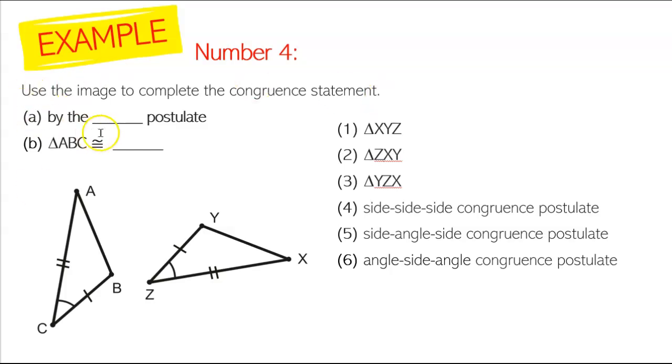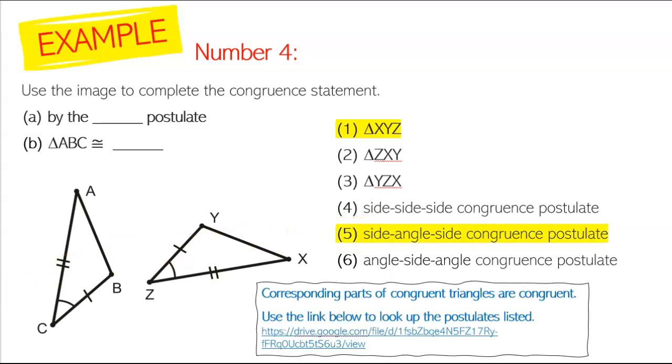So part A, by what postulate? We're given side, side, side; side, angle, side; and angle, side, angle. So we were given 2 sides and an angle, so it's not number 4. We don't have 3 sides. We have 2 sides. The angle is in the middle. Here's 2 sides. The angle's in the middle. So it is this one for that postulate.